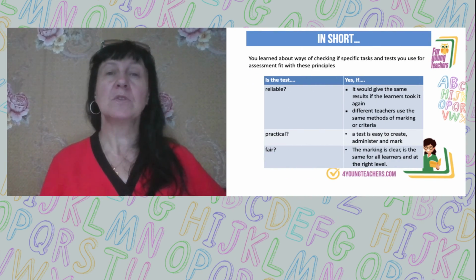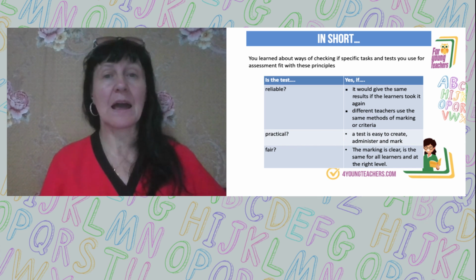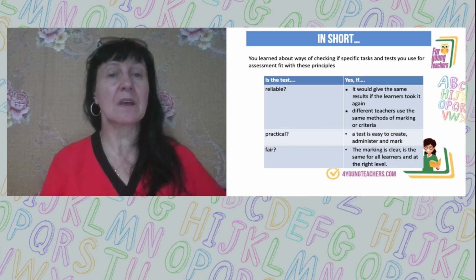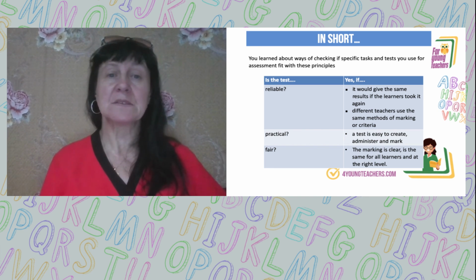In short, you learned about ways of checking if specific tasks and tests you use for assessment fit with these principles. Ask yourself, is the test reliable? Yes, it would give the same results if the learners took it again. Different teachers use the same methods of marking or criteria. Practical? Yes, a test is easy to create, administer and mark. Fair? Yes, when the marking is clear and the same for all learners and at the right level.